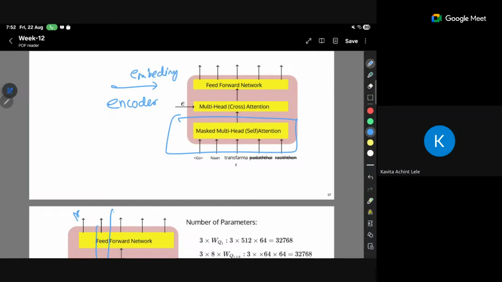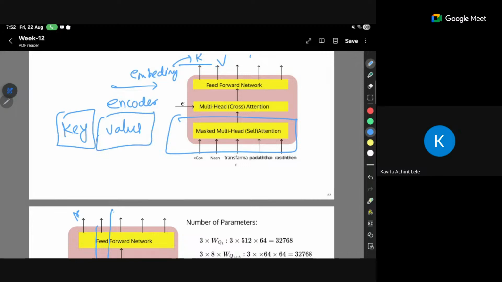You are going to use that embedding and multiply with WQ, and similarly we are going to get key and value, key and value, right? So WK and WV you are going to multiply, which will give you the key matrix and value matrix. So key matrix and value matrix you are going to get from the encoder.